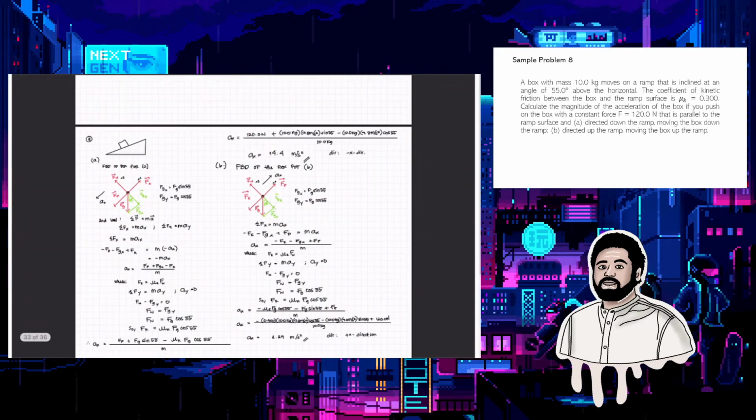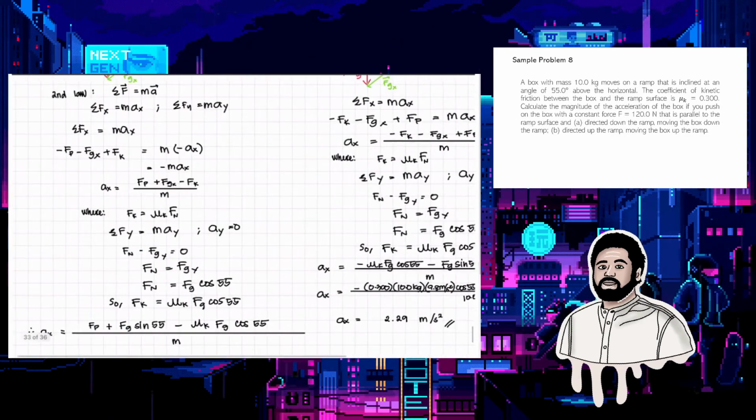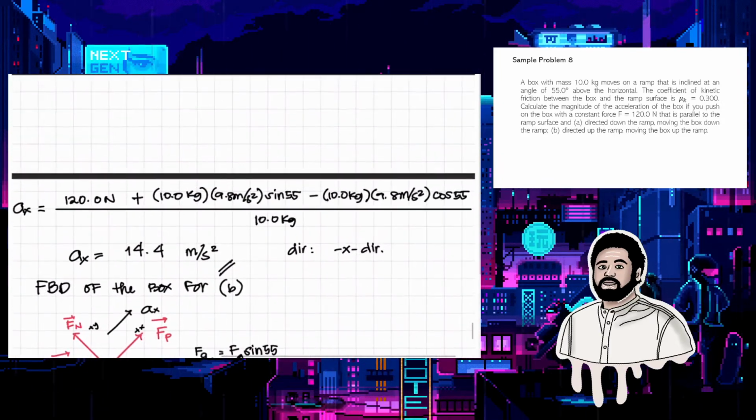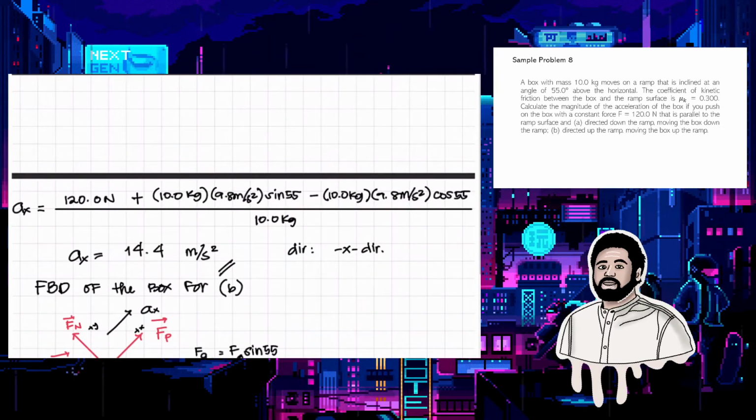Okay, and then substituting what we know. So we now have this one. So ax is equal to 120 newtons plus 10 kilograms times 9.8 meters per second squared sin 55 minus 0.300 times 10 kilograms times 9.8 cos 55, all over 10 kilograms. So we now have an acceleration that is 14.4 meters per second squared in the direction of the negative x direction. Okay, so that's for letter A.